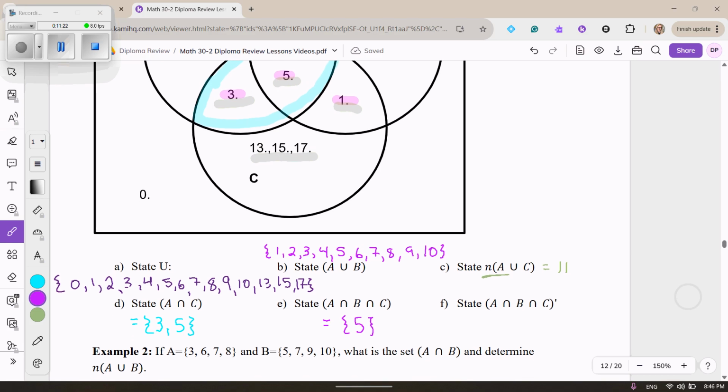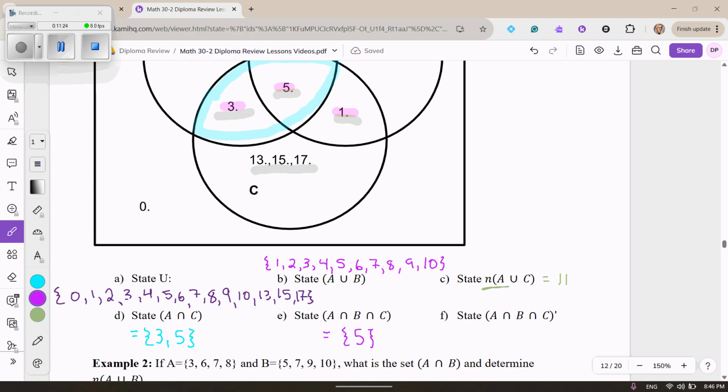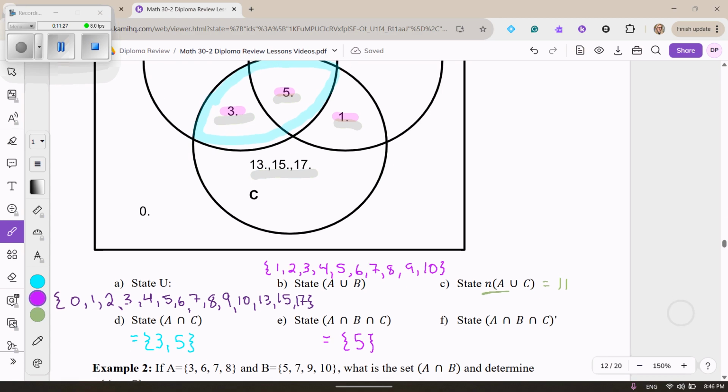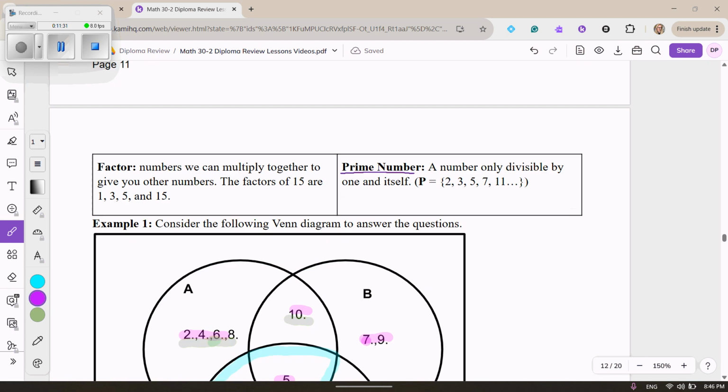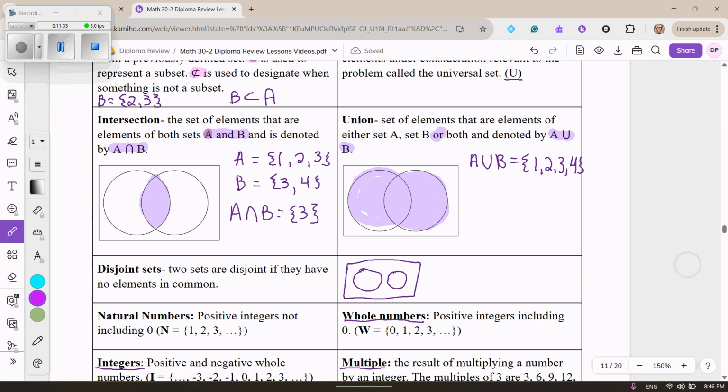All right, the last question here says state A intersect B intersect C, and then we have that little tick thing. So this would be a good time to add that up here. Complement. Okay, so complement is denoted by a tick or an apostrophe after our set, and it means everything not in A.